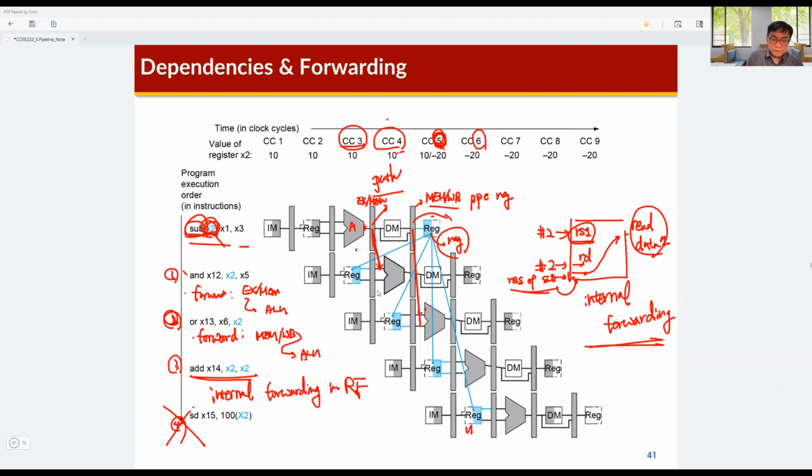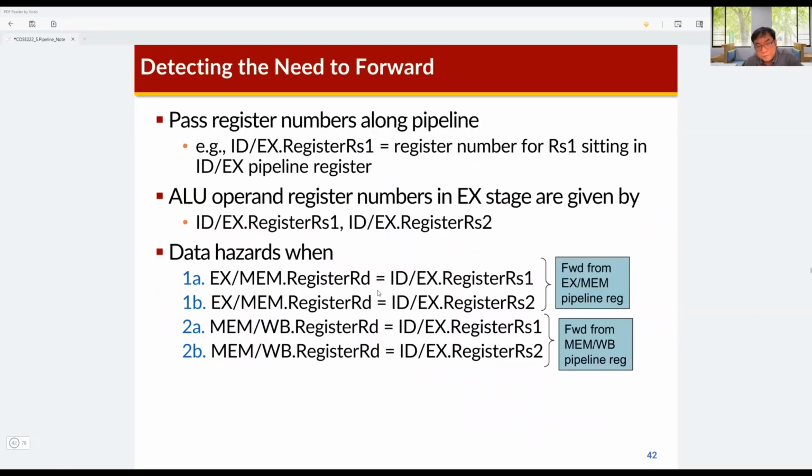Okay. If we just understand the required timing and where the data is forwarded from, then I believe you can easily understand how to implement the forwarding path in the pipeline processor. Okay. So this slide actually summarized what I said in the previous slide.